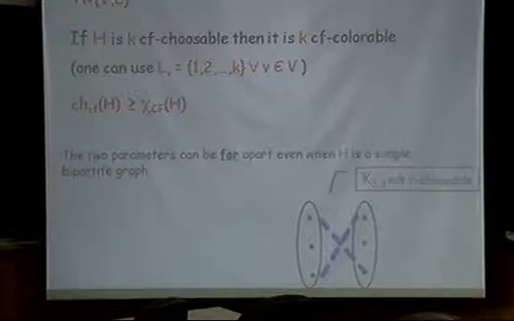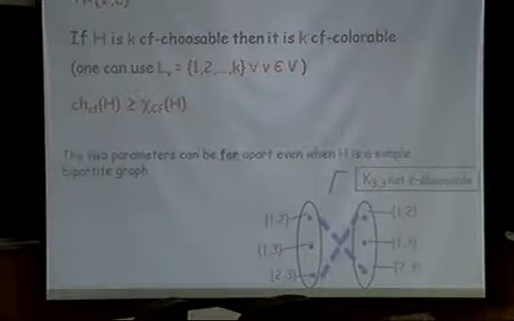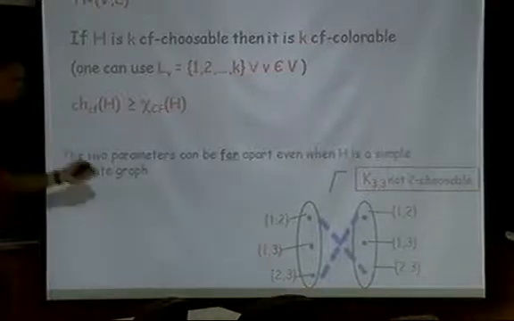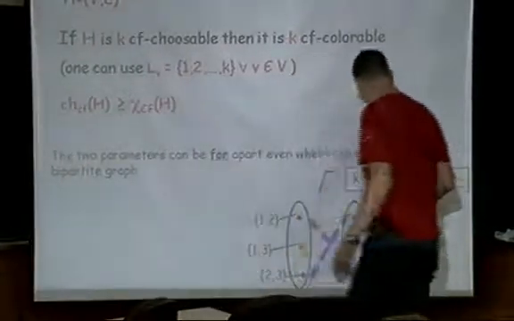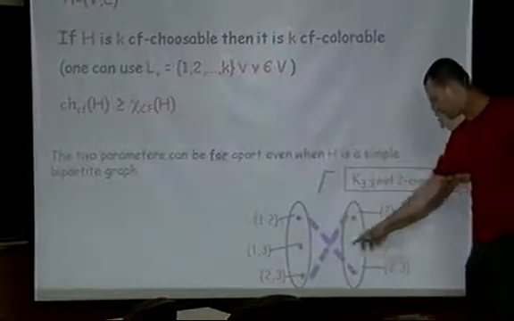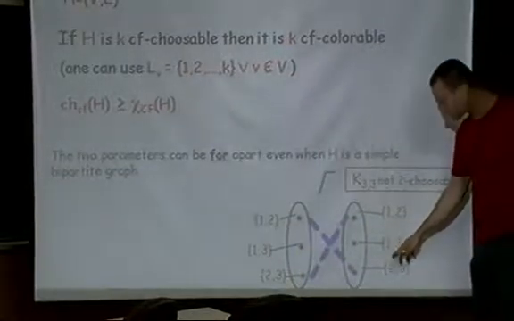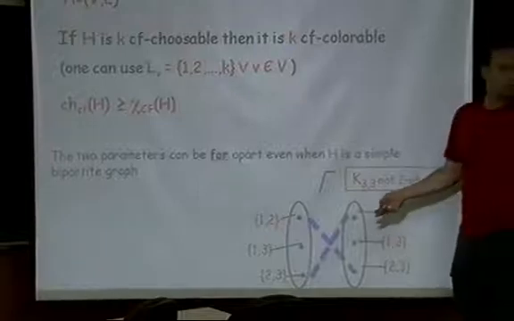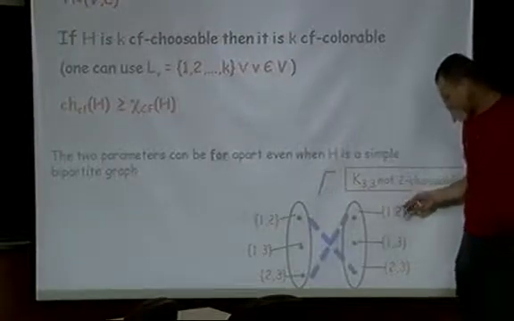So here are the lists. This is the list on one side, and these are the lists on the other side. So this vertex you can only color from this set, and this vertex you can only take from this, and so on. So it's a simple analysis, right? I mean, it's a case analysis.